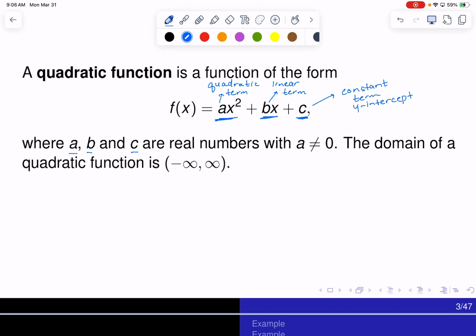Okay, the domain of a quadratic function, of any parabola, is going to be double-bar R, because we know parabolas either look like this, they open up and they go to the left and right forever, or they open down and they go to the left and right forever still.